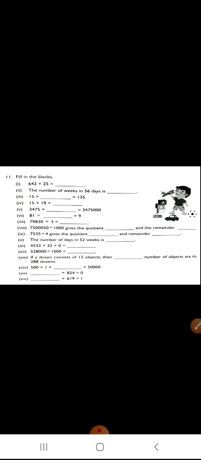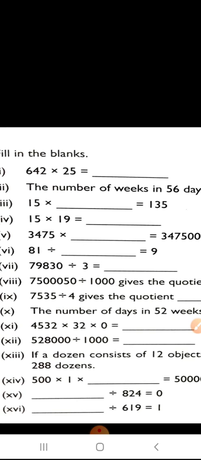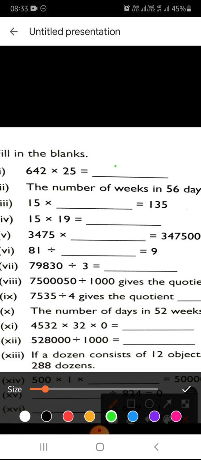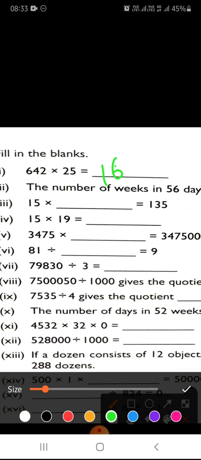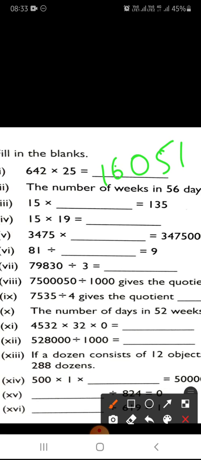As you can see, it is the first question, 642 multiplied by 25. Simply you have to multiply and write the answer here. What will come? 16,051. What will come in the first one? 16,051. Okay. Hope you all have done.